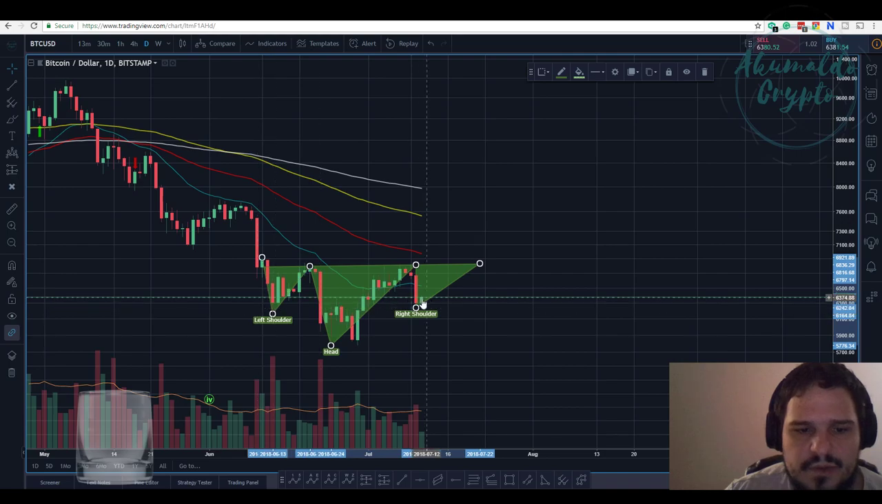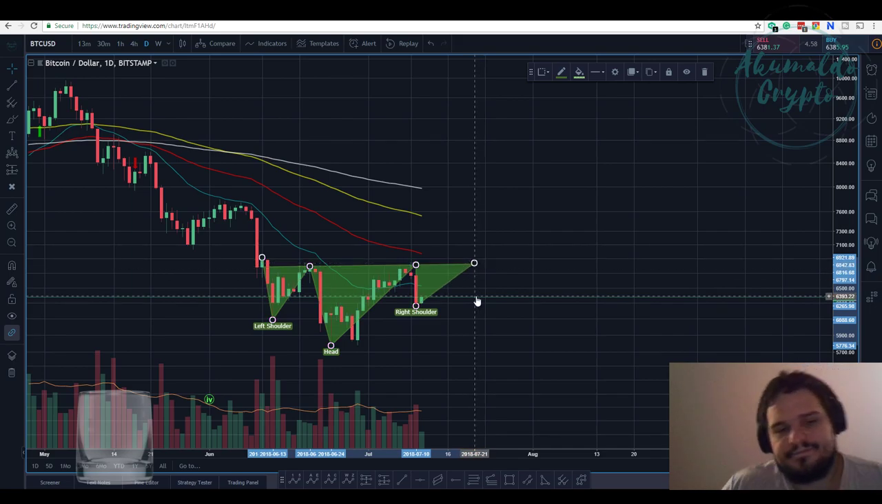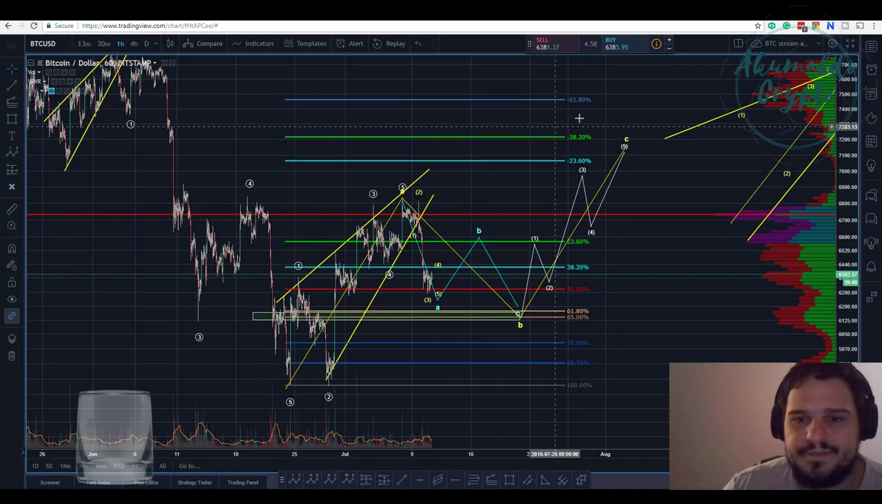Following the rules here of the inverted head and shoulder, the left shoulder has more volume than the right shoulder, okay? And we would go up. This is a bullish pattern, okay? If we go up, like, correcting this wave C, as I put here, okay?